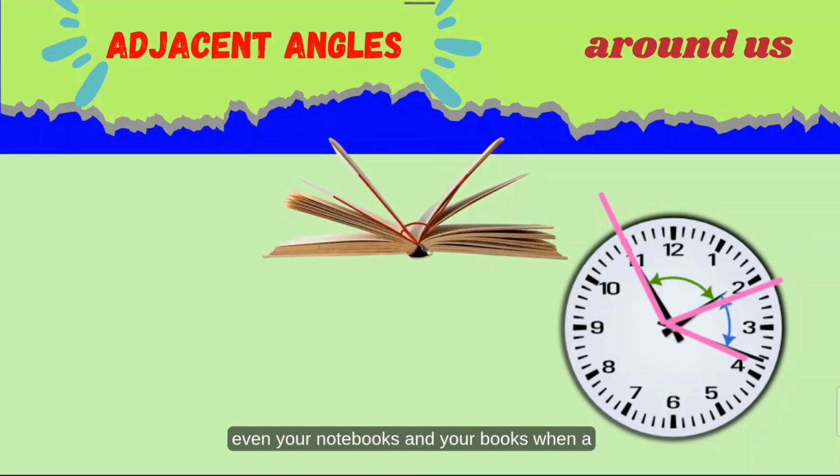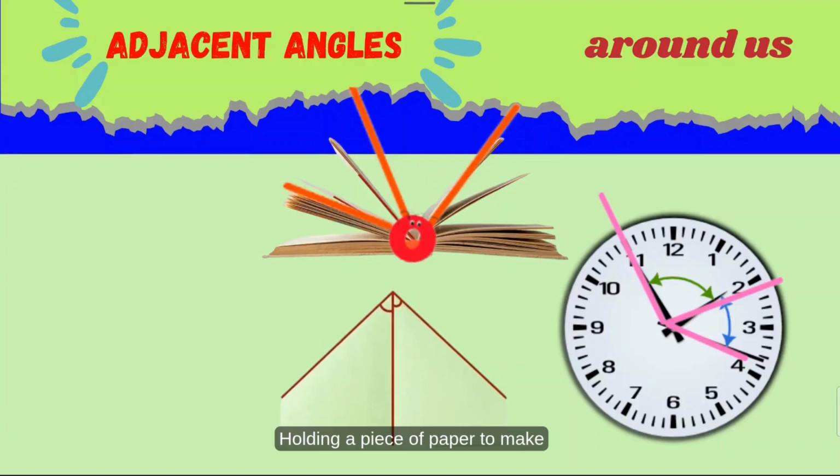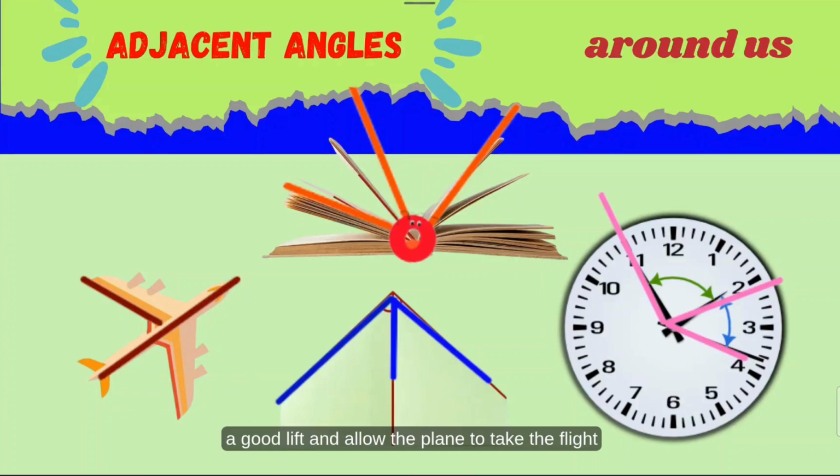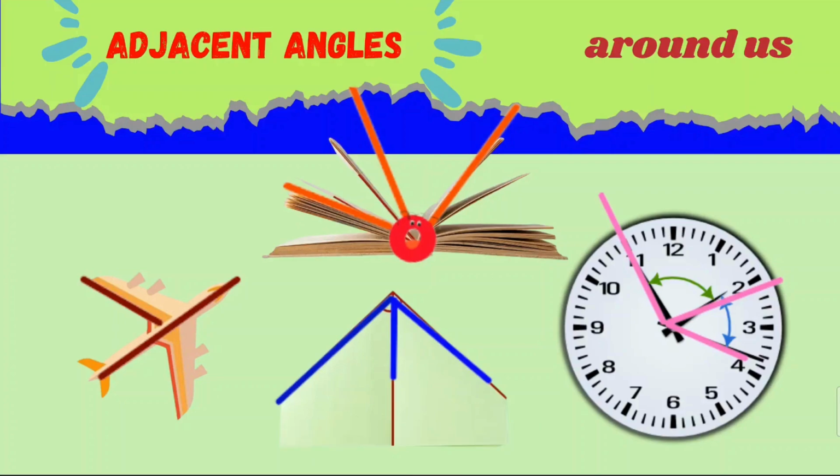Even your notebooks and your books, when a book is open, the pages form adjacent angles where they meet at the spine. The spine of the book acts as the common arm, and the corner where the pages meet serves as the common vertex. Folding a piece of paper to make paper planes is a fun activity, and the intersecting creases form adjacent angles. And the wings of an airplane are attached to its body for a good lift and allow the plane to take flight, and they are also set at adjacent angles.